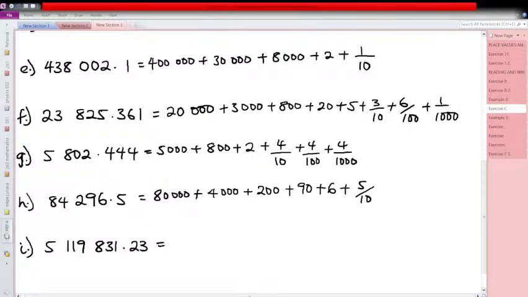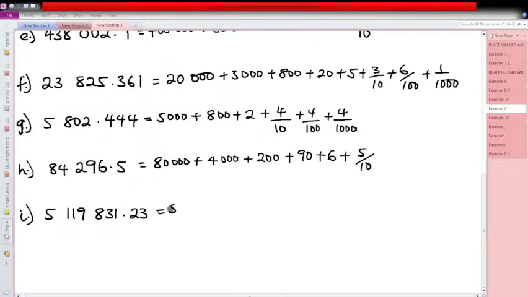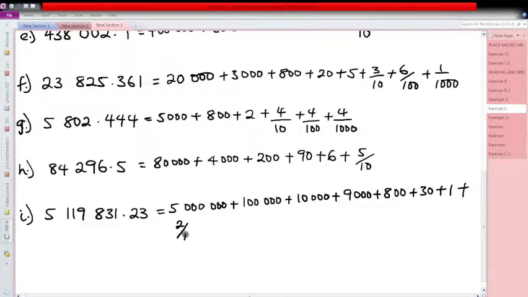This is equal to I, you have 5,119,831. So this is written as 5 million plus 100,000 plus 10,000 plus 9,000 plus 800 plus 30 plus 1 plus 2 over 10 and plus 3 over 100. So Ralph, this is what you will get.